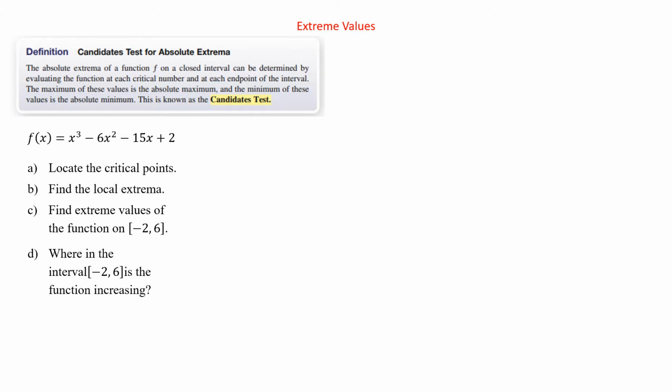So the very first thing we need to do is find the derivative of this. This is just a simple power rule problem. So f prime of x is going to equal 3x squared minus 12x minus 15. It's a polynomial, so the derivative won't not exist anywhere. So we just have to figure out where it equals 0.